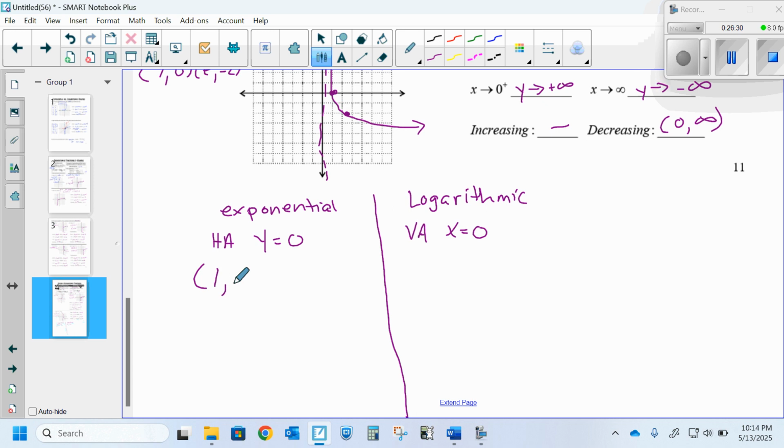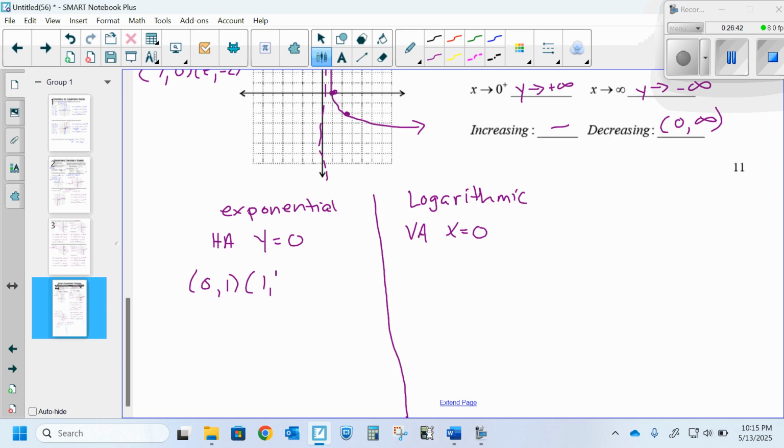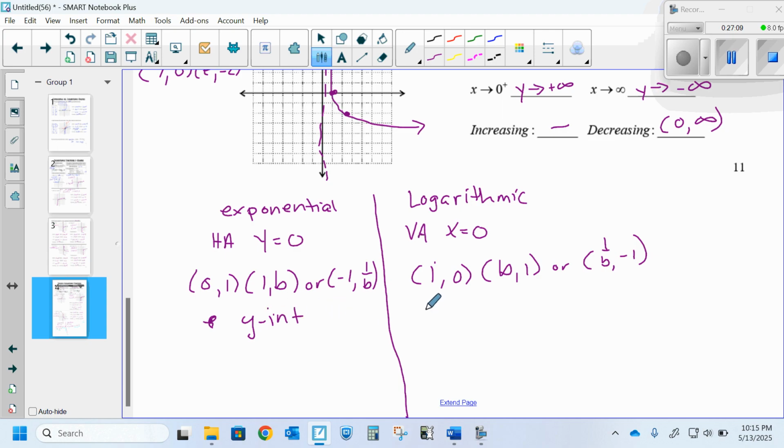You're going to have the points (0, 1), (1, b), or (-1, 1/b) if b is a fraction. Over here, you're going to use (1, 0), (b, 1), or (1/b, -1) if b is a fraction. You're going to be looking for y-intercepts. Okay. And here you're going to be looking for x-intercepts. Your domain is all real numbers here. And here, your range is all real numbers.